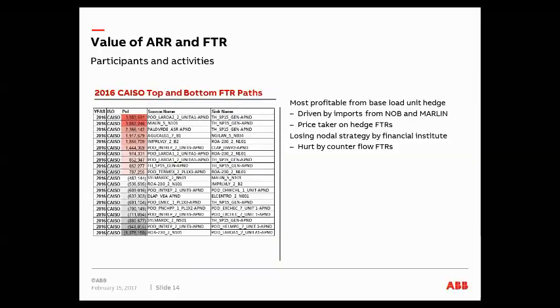So on the CAISO market, I did the same analysis. Again, the most profitable path is from hedging activities driven by congestion introduced by imports, and there's some price-taking hedging also. On the losing side, we can see it's mostly from single point to single point FTR paths. So I speculate this is possibly from certain financial institutions doing some statistical analysis on the historical data.